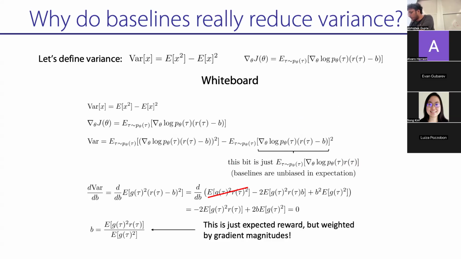You guys can work through the algebra at home, but essentially what it gives you is an optimal baseline that looks like this, right? So it's the expected reward weighted by the gradient magnitude, right? So you're not going to just do the average reward. You're going to do average reward weighted by the magnitude of the gradient. So things which have higher gradient will matter more. And so you want to move your baseline towards them so that you reduce variance.